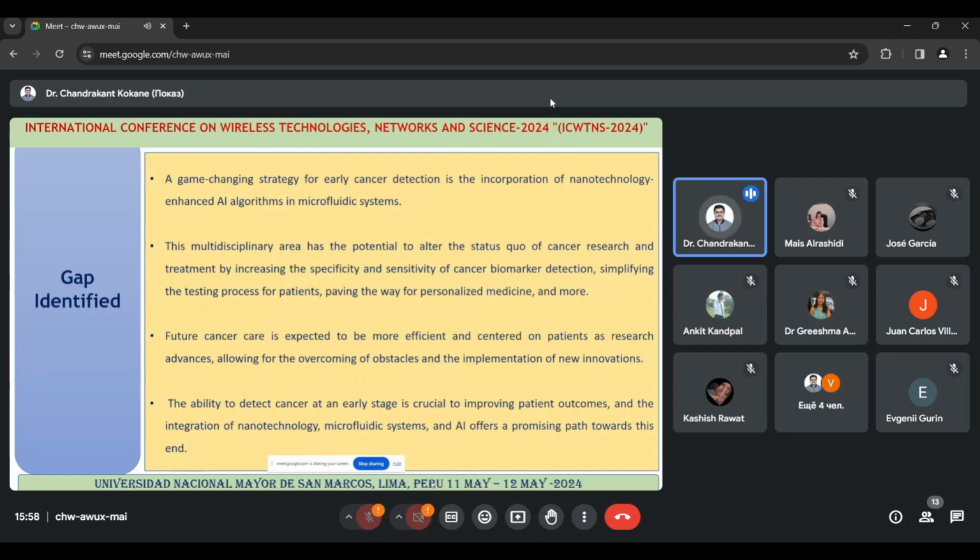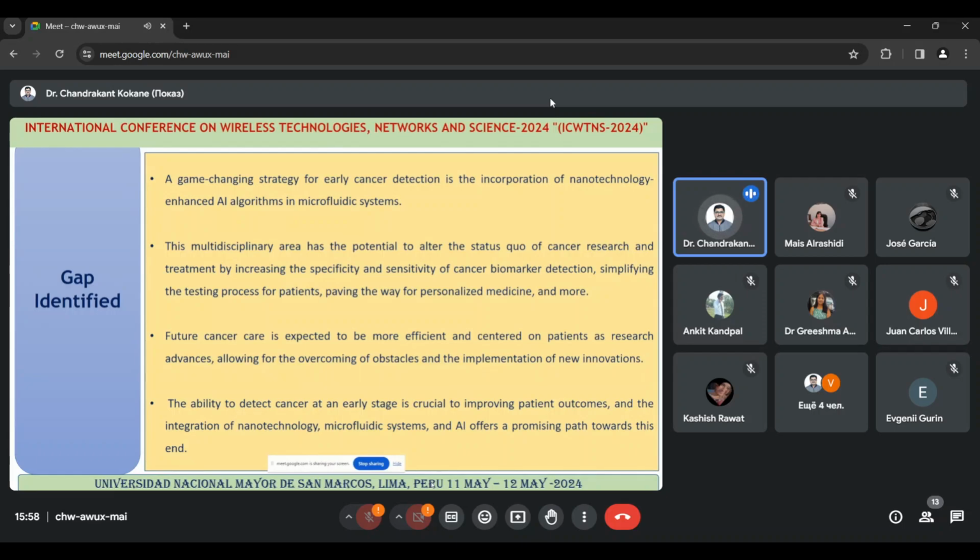The third point is that future cancer care is expected to be more efficient, as we will have the information if we detect it at an early stage. So in future it will be helpful for users to get information on early stage detection of cancers, so that the necessary treatments will be provided.